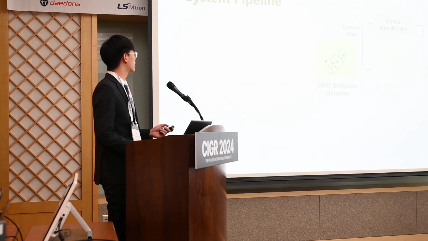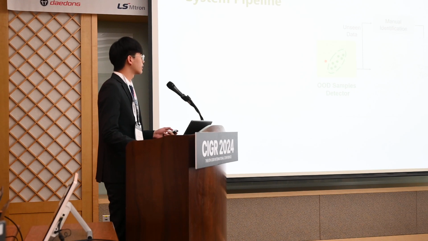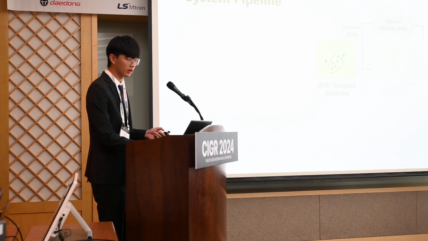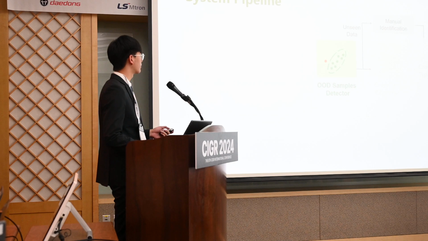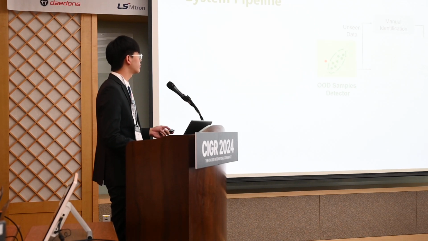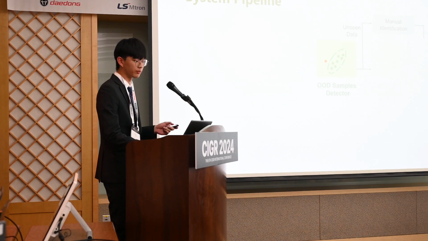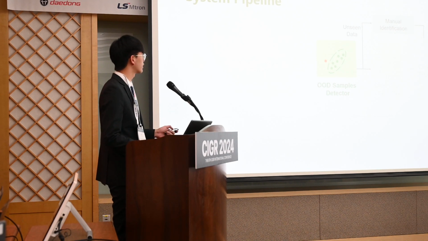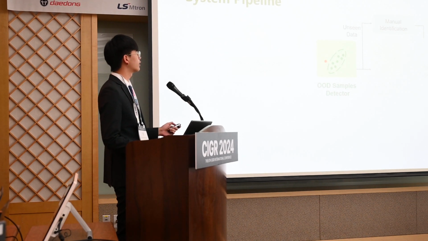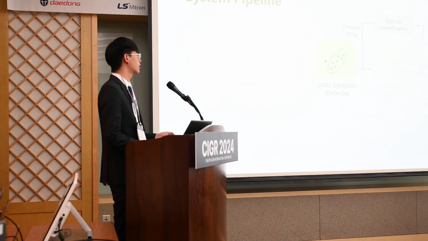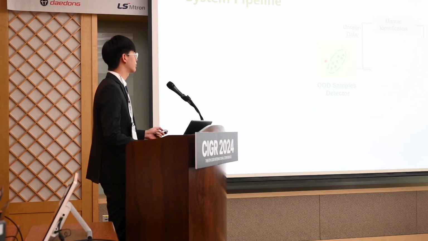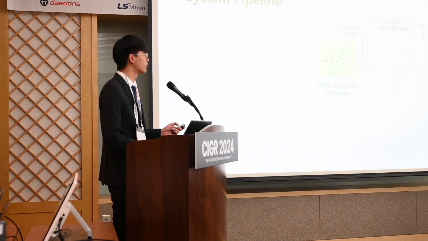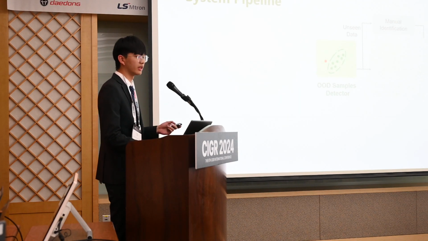After the features were extracted, then comes the OOD sample detector. The OOD sample detector determines whether the input image is in distribution or out of distribution. If the input image is detected as out of distribution, it will require further manual identification by experts. Otherwise, it will become the input of the crop type classifier to classify which crop it is.